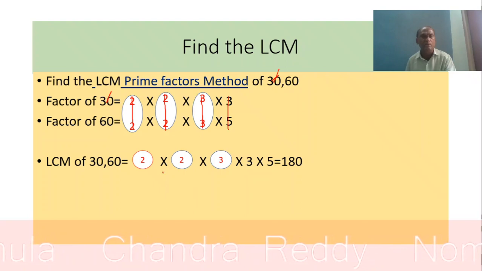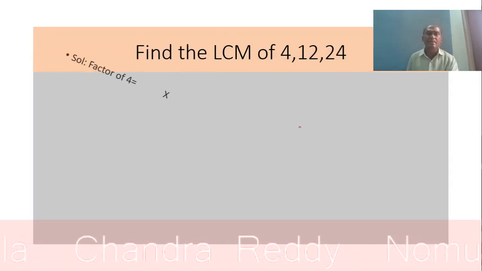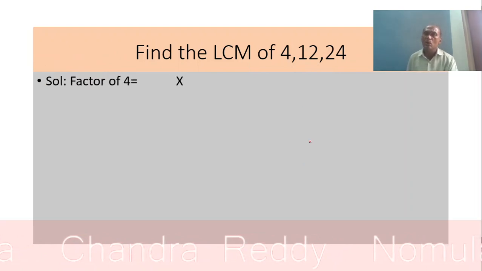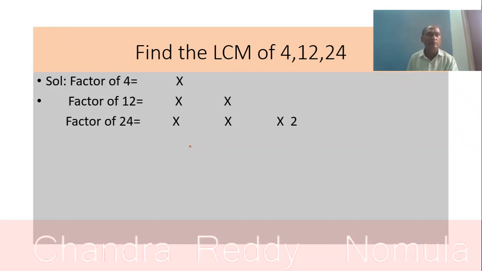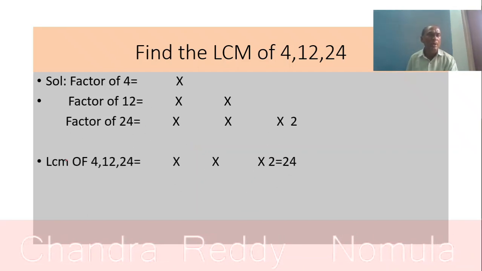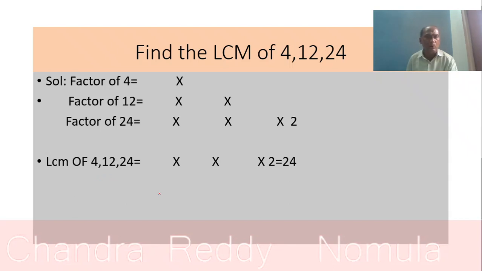3 into 5, that is called multiples. This is called 180. Next, LCM of 4, 12, 24. Factor of 4, factor of 12, factor of 24. So LCM of 4 comma 12 comma 24.